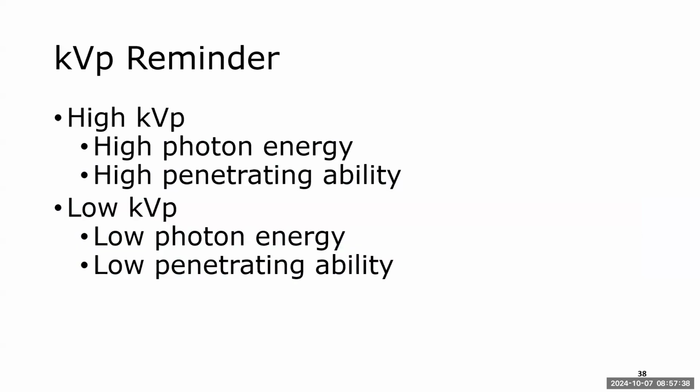So again, high kVp, high photon energy, higher penetrating ability. Lower kVp means lower photon energy, lower penetrating ability. The end. That's a lot, right? But is it making sense?